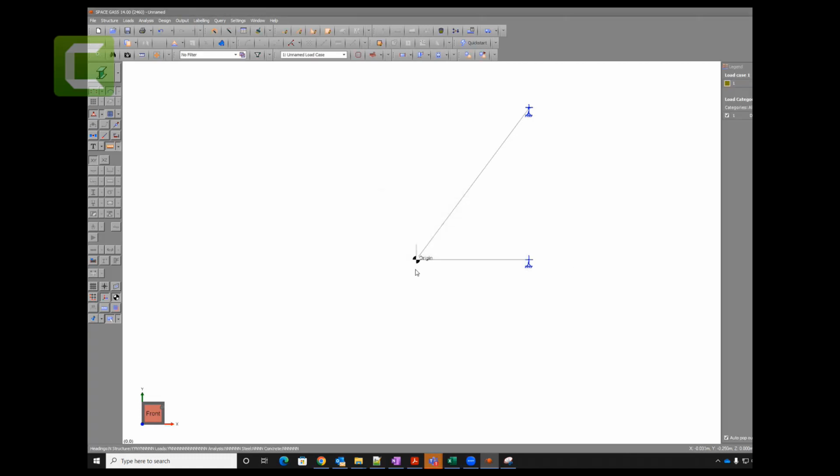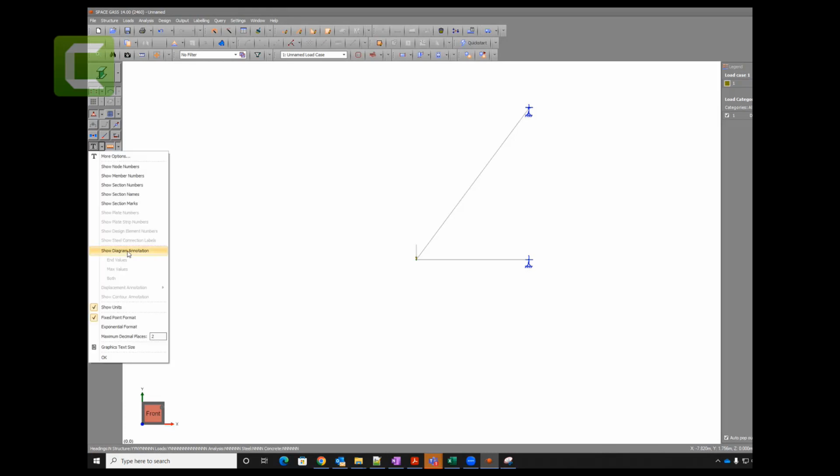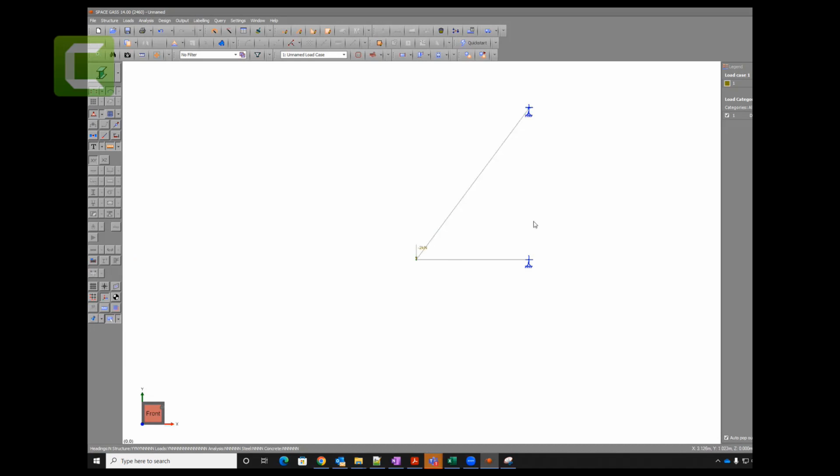And you can see this arrow going down. If you're not seeing that arrow, you can hide this. You can check this and hide these origins if you like. And if you can't see the number, then you go here and show diagram annotations and hit OK. And you can see -2 kilonewtons going down, -2.